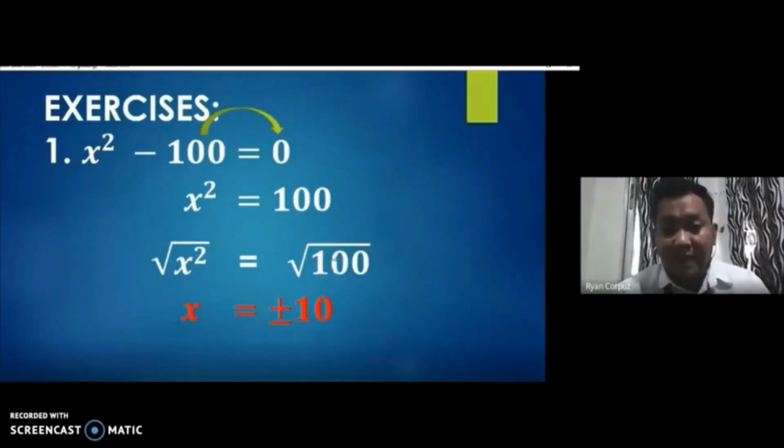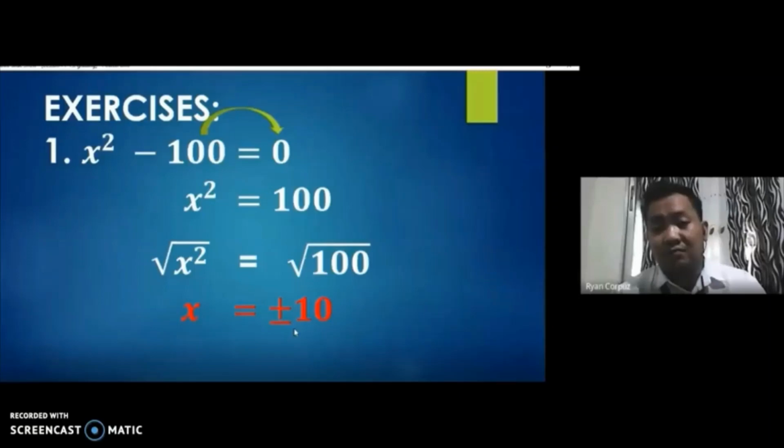So if you multiply a number by itself, the answer should be the one inside the radical sign. If you multiply positive 10 times positive 10, that would be equal to 100. If you multiply negative 10 times negative 10, that's also equal to 100. So that means when you get the square root of 100, it's not only 10, but we are also going to consider negative 10 as the answer.